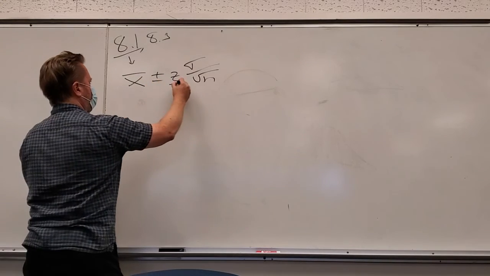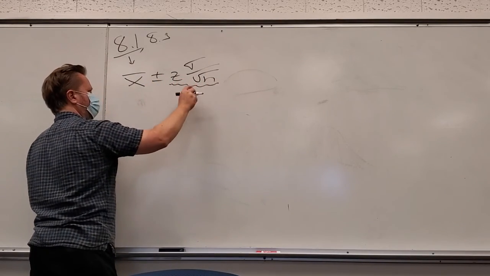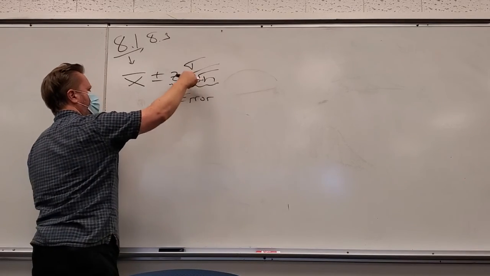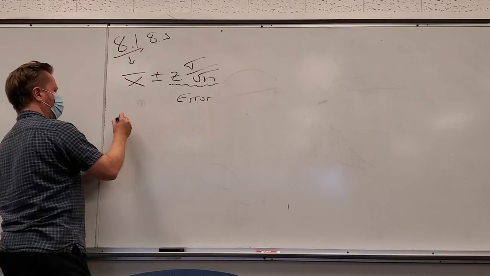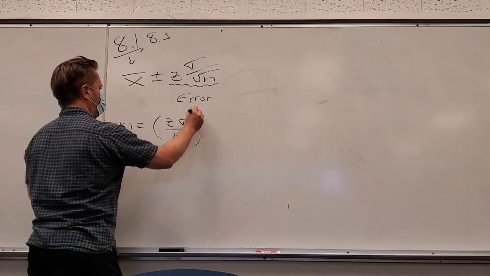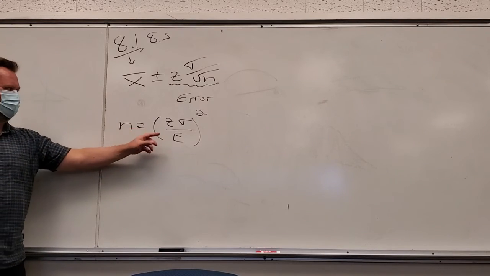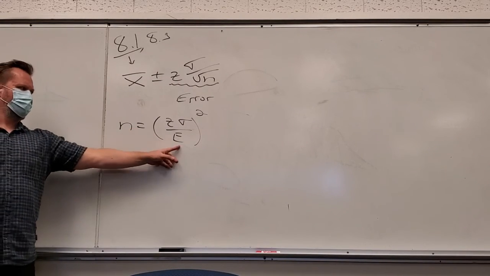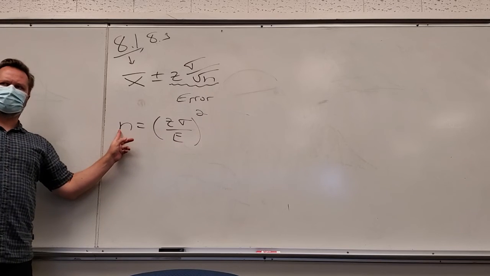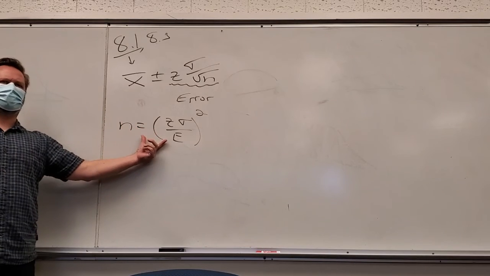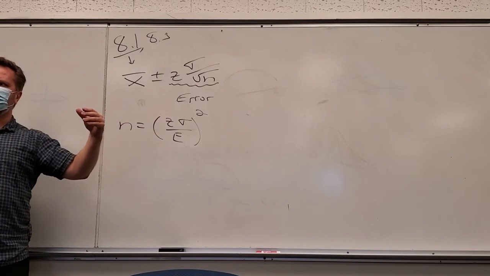And this piece, what was this piece called again? Error. And by analyzing this by itself and solving for n, we got this equation. So now I can say, if I want to say I want to be this far off at most, how big of a sample do I need? Okay. I sometimes call this like a feasibility equation.